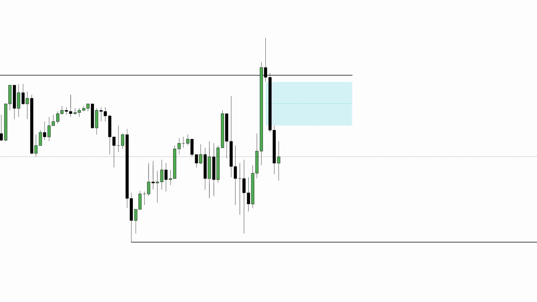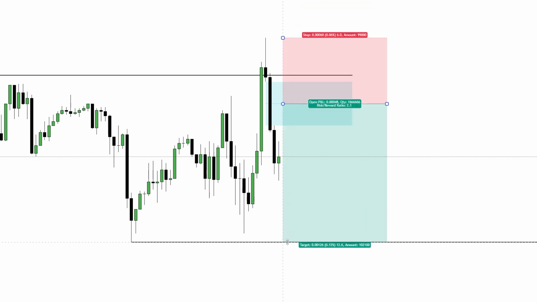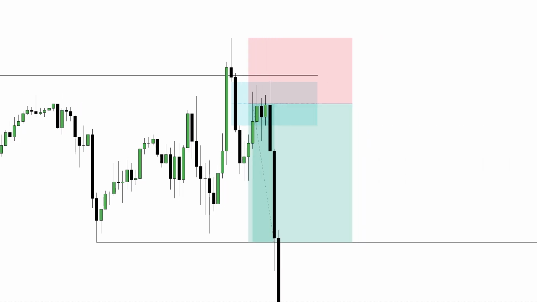The position can be opened in accordance with the strategy and a suitable risk-reward ratio for us, for example, 1:2. The 0.5 level of this FVG is suitable for us. Thus, we receive a test and fast delivery to our target.